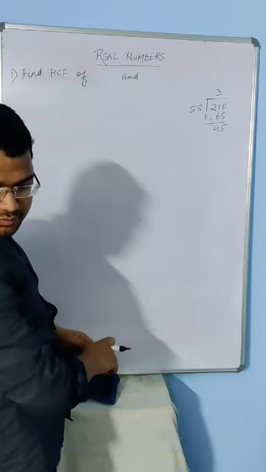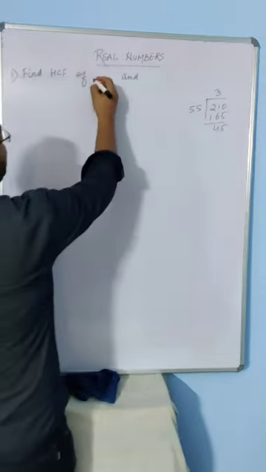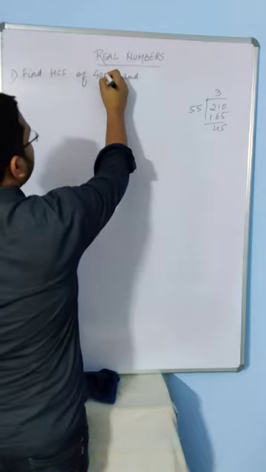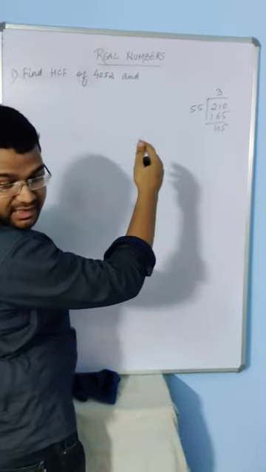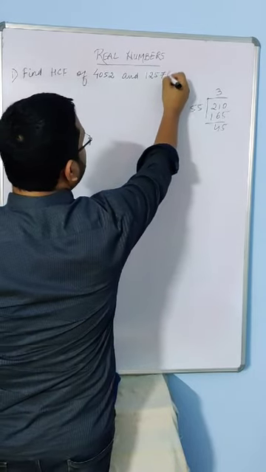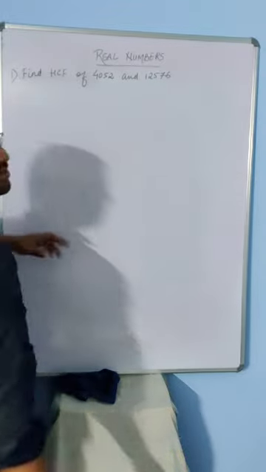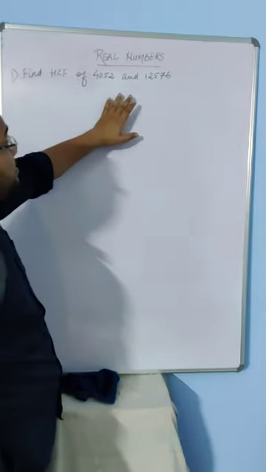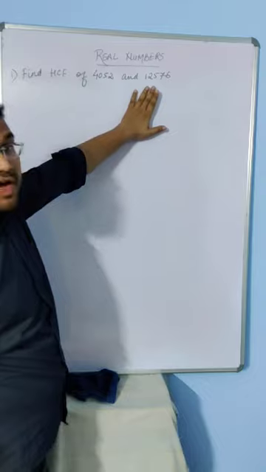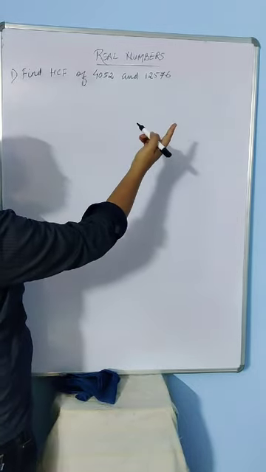Okay. Now we'll take a slightly bigger number, to find the HCF of 4052 and the other number, 12576. Again the rule is the same: since 12,576 is a bigger number, that will be taken as the dividend.